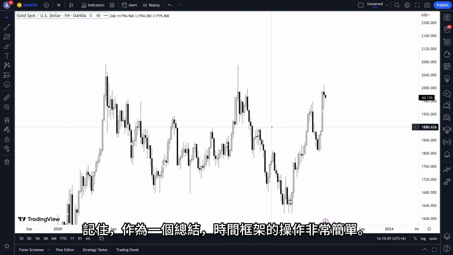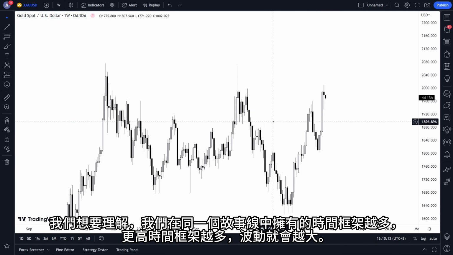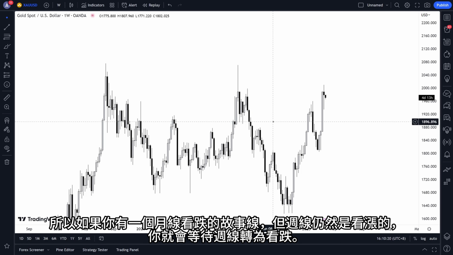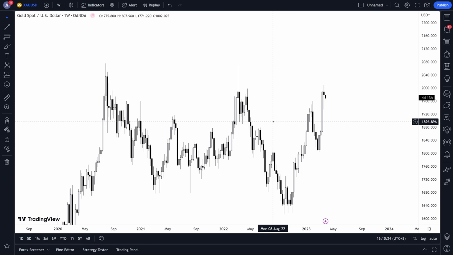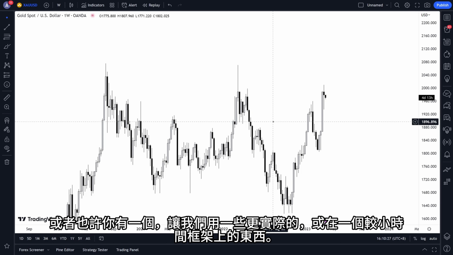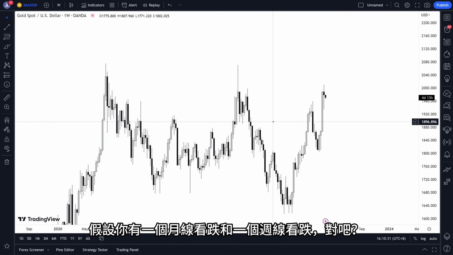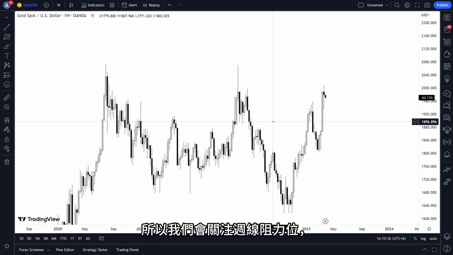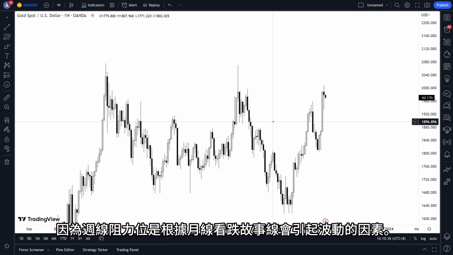Remember, as a summary, the operation of time frames is very simple. We want to understand that the more higher time frames we have in the same storyline, the bigger the movement is going to be. So if you have a monthly bearish storyline but the weekly is still bullish, you want to wait for the weekly to be bearish. Or let's use something a bit more realistic on a smaller time frame. Let's say you have a monthly bearish and a weekly bearish, right? So we're going to be paying attention to the weekly resistances, because the weekly resistances is what's going to move in terms of the monthly bearish storyline.